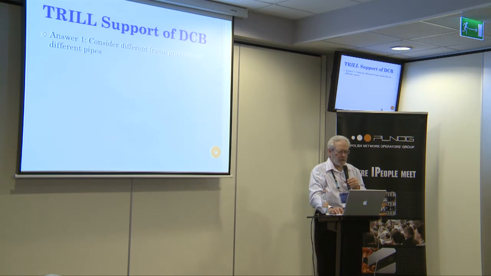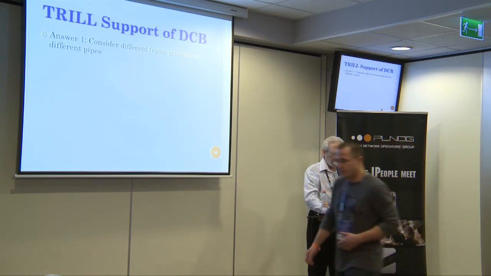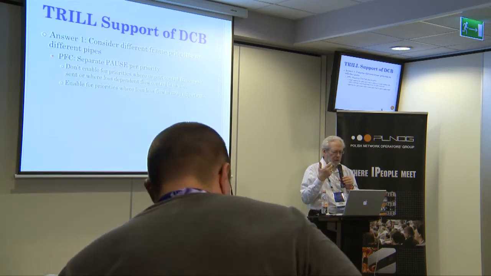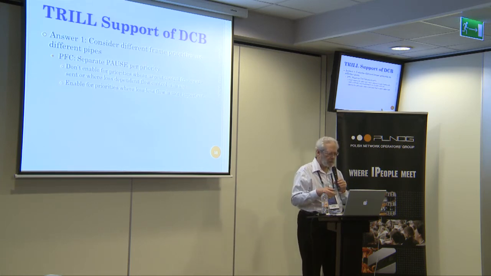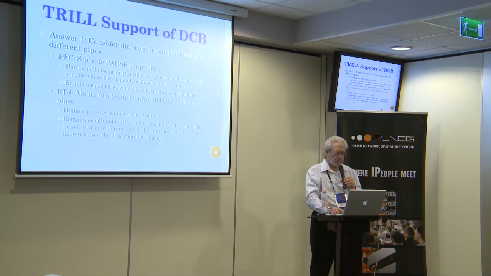Going into the first of these, the basic idea is to consider the different frame priorities as if they were different pipes. So PFC has a separate pause per priority. So of course, you would not enable priority-based flow control on very high priorities for your urgent frames or on any frames you're using for something like TCP, which is dependent on loss for flow control. You would only enable it on the priorities where this lossless flow is important, perhaps a couple of priorities you're using for FCoE or something like that.